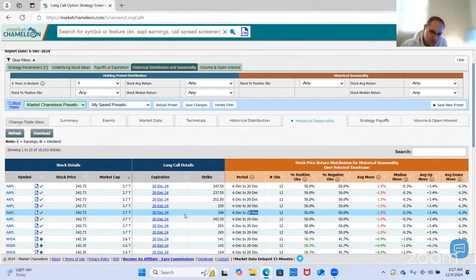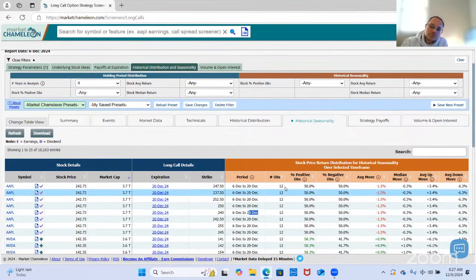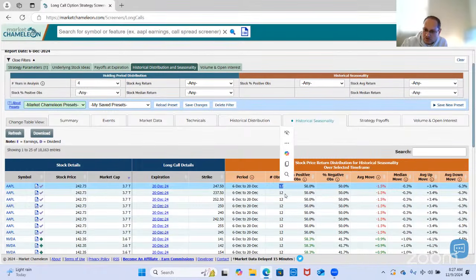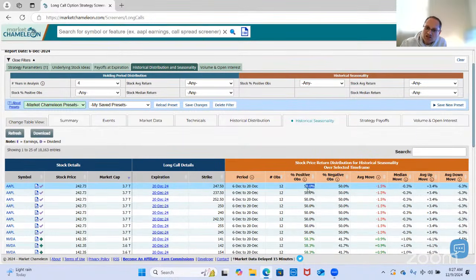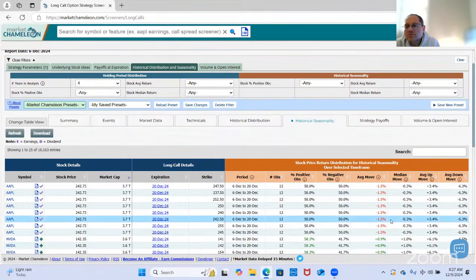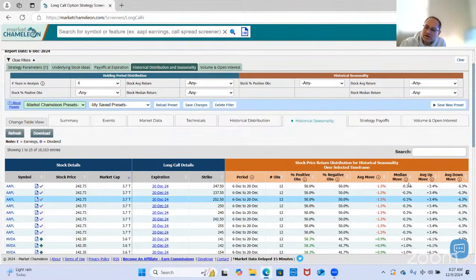Well, that only happens once a year, right? So it's going back now 12 years. This is going back 12 years just to get some data. And how did the stock perform during that calendar period? You could see here, just for that same option, the observations have changed. Now you're looking at a 50-50. Half the time it was higher, half the time it was lower. And on average, the move was down 1.5%. And the median move was down.